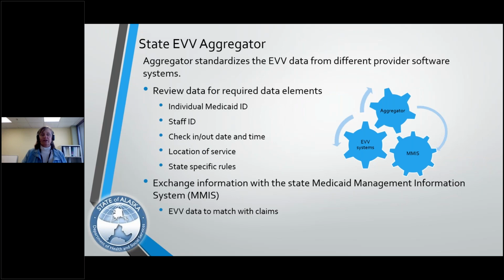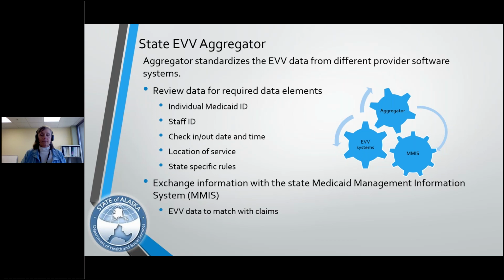So the aggregator is really the way, as you can see on the slide here, that the system information goes from any of our EVV systems to the aggregator, and the aggregator standardizes how the information flows in so that we're all doing it the same way. It reviews the data for required data elements to make sure that you have everything you need before a claim is submitted to MMIS. And then the aggregator sends information over to the Medicaid Management Information System. And the EVV data is matched to the actual MMIS claim that came in. And if it doesn't match, we notify the provider on the reasons why it doesn't match. So it really standardizes the data from all systems that are out there using electronic visit verification.